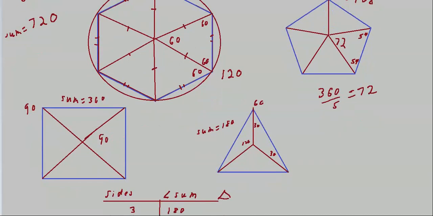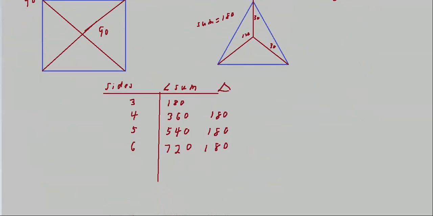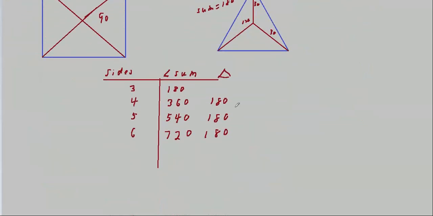So let's make a little table and see what all this tells us, if anything. For 3 sides, the sum is 180. 4 sides, the sum is 360. 5 sides, and you can see what's going on here. Every time I add a side, I add 180 degrees. Starting with 180 for 3 sides.